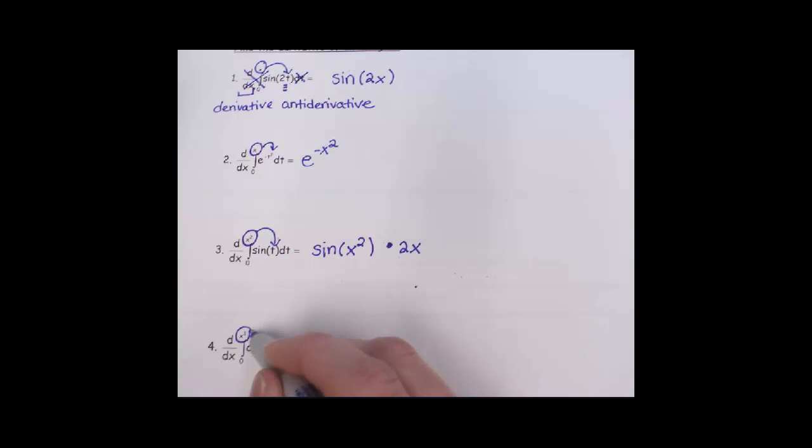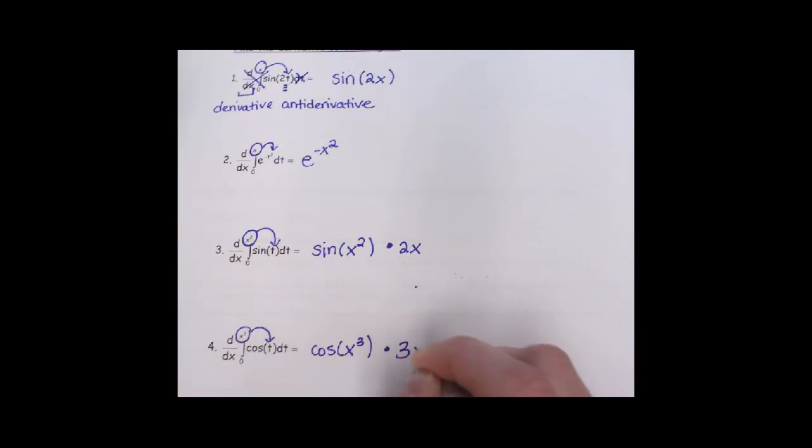So same thing with number 4. I'm going to take this x cubed. I'm going to plug it in where I see t, cosine of x cubed. However, I have to multiply by the derivative of x cubed. And again, that's straight from the chain rule. So times 3x squared.